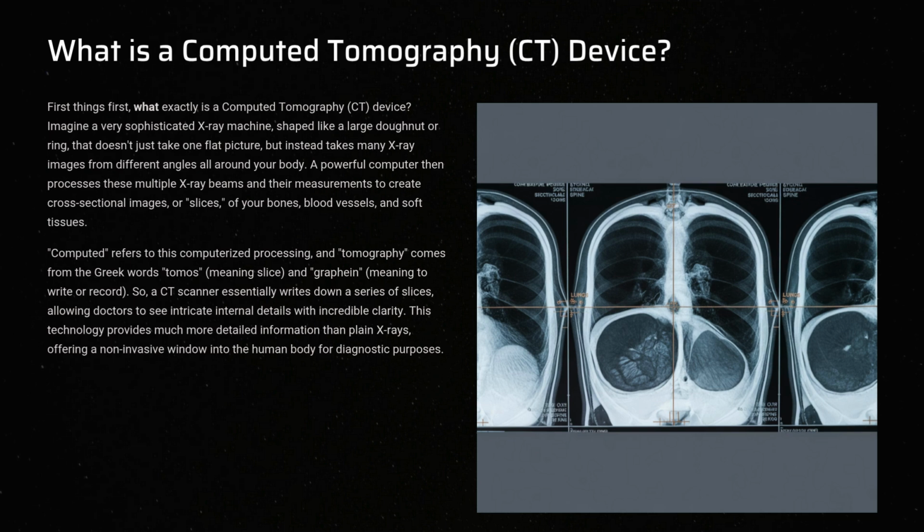What is a computed tomography, CT, device? First things first, what exactly is a computed tomography, CT, device? Imagine a very sophisticated X-ray machine, shaped like a large donut or ring, that doesn't just take one flat picture, but instead takes many X-ray images from different angles all around your body. A powerful computer then processes these multiple X-ray beams and their measurements to create cross-sectional images, or slices, of your bones, blood vessels, and soft tissues.